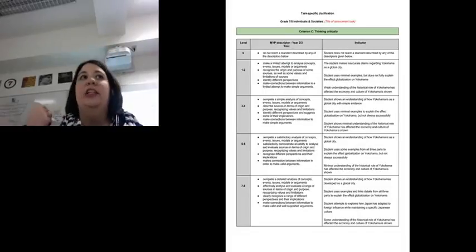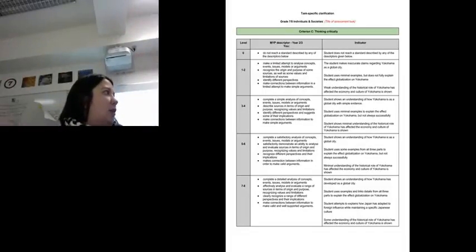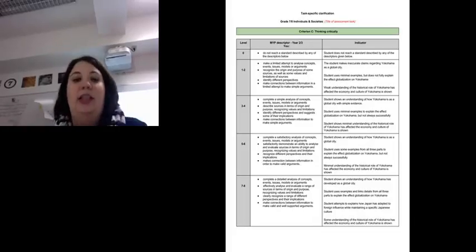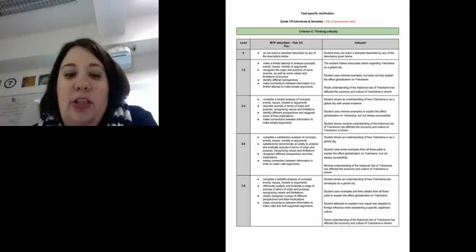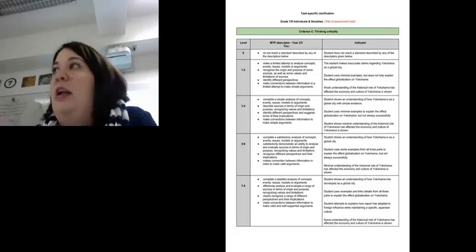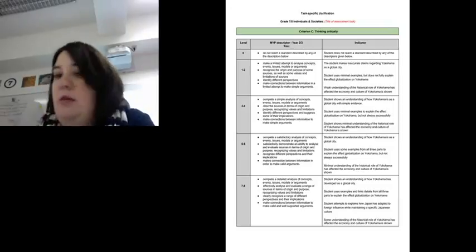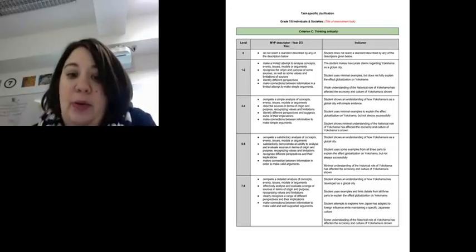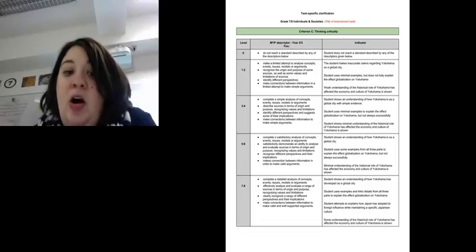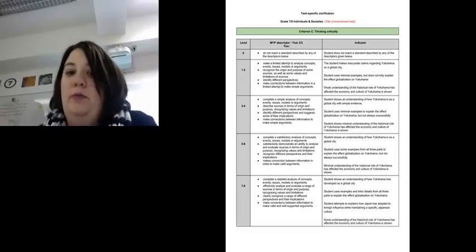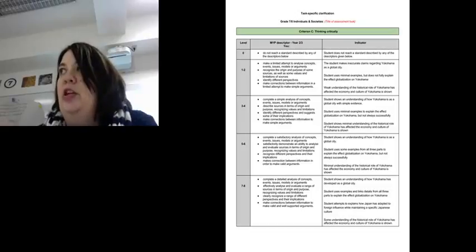Criteria C. Criteria C is always the tricky one. This is always the one that's hardest to do. So looking at criteria C, you show an understanding of how Yokohama has developed as a global city. That's probably in the history of Yokohama written part. Student uses examples and links details from all 3 parts to explain the effect of globalization on Yokohama.